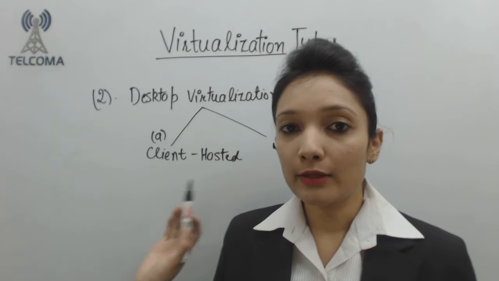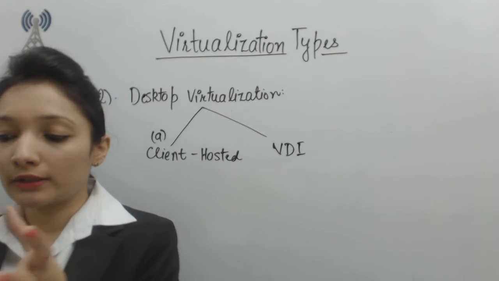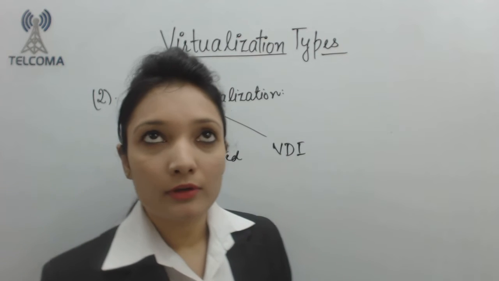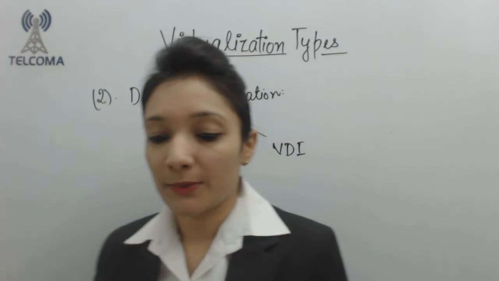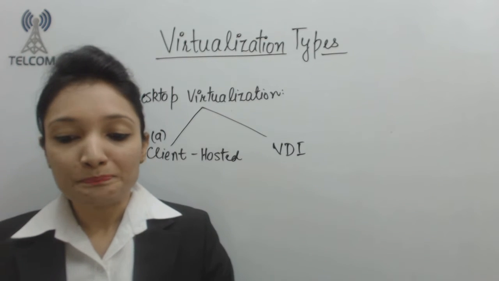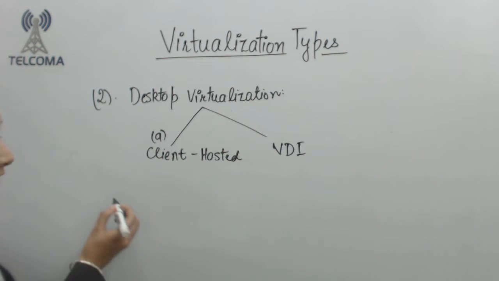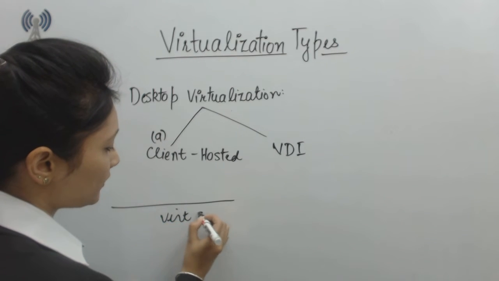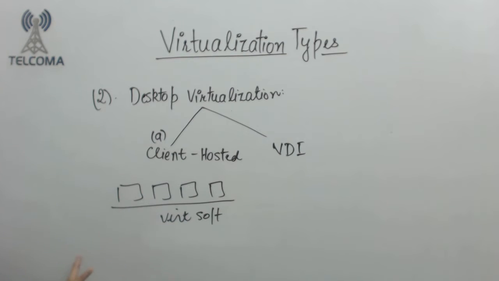So what happens in your client hosted desktop virtualization? It involves the installation of virtualization software on the PC, on your device, like your Microsoft Virtual PC, which will be installed on the user's system. After the installation of that software on this machine, multiple virtual machines can be created for different purposes. That means you have one virtualization software and then you can create multiple virtual machines for different purposes, and they can run on a single physical machine and are isolated from each other. So this is client hosted virtualization.